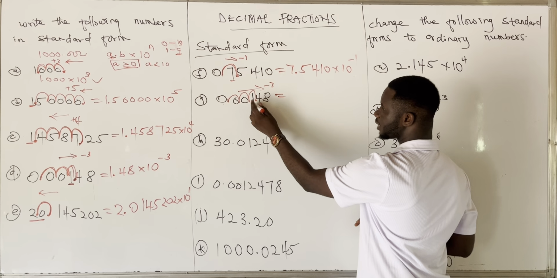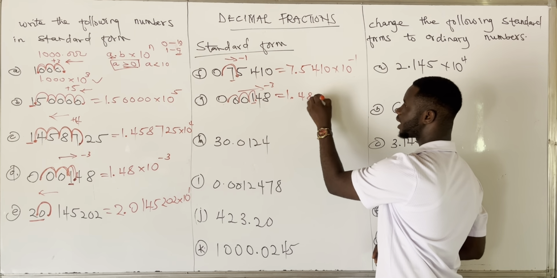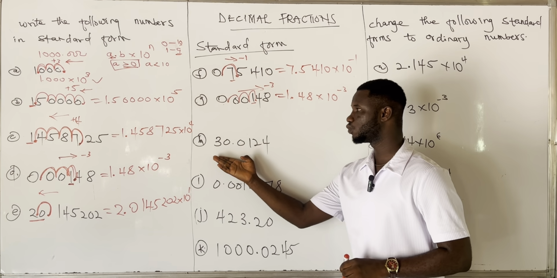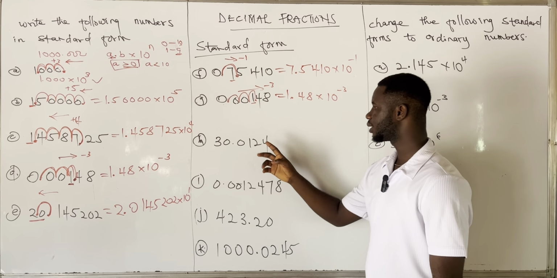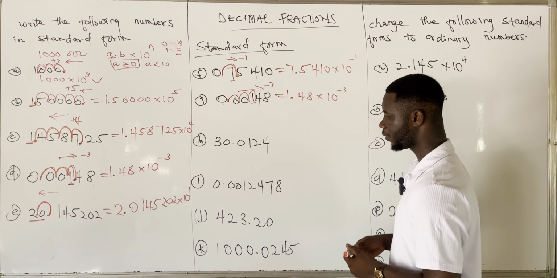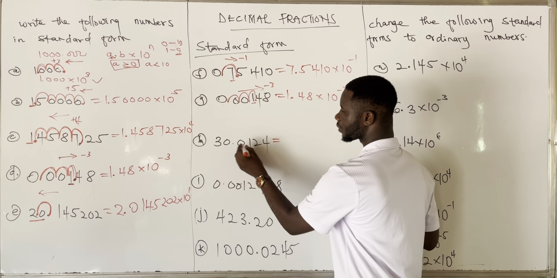Now let's write our answer. We start from the 1. 1.48 times 10 raised to the power negative 3. Let's come to H. 30.0124. So let's write our answer.